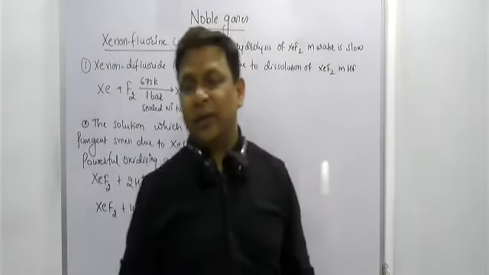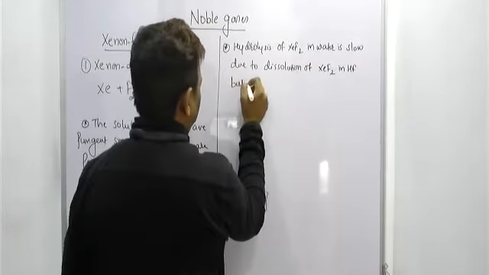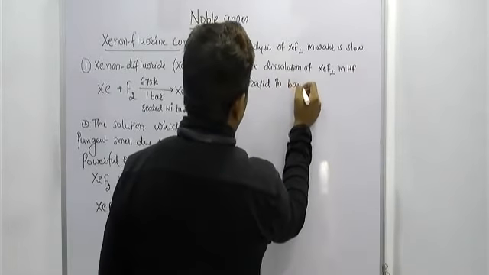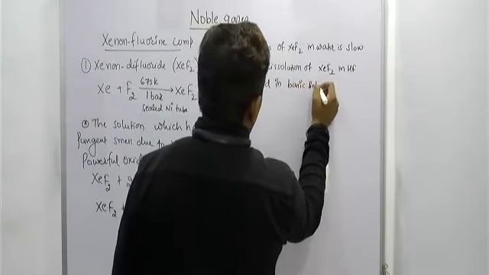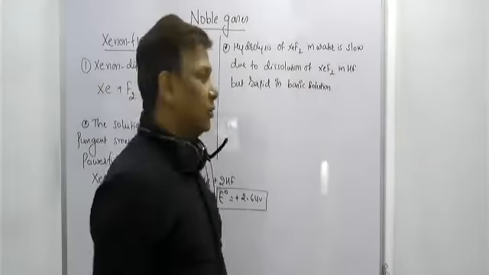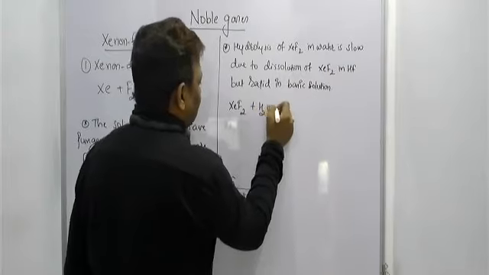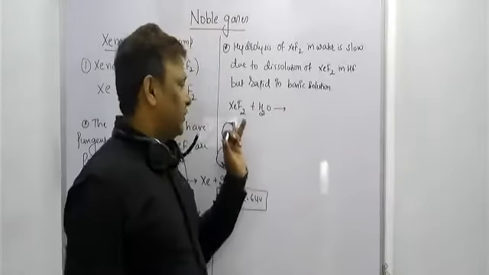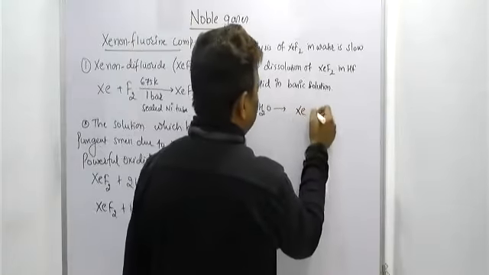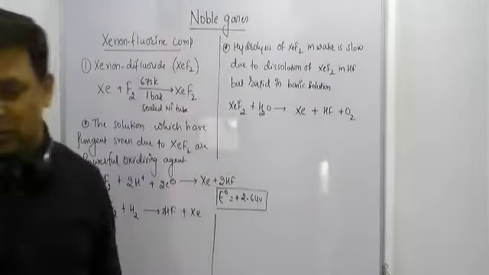Dissolution of XeF2 in HF form, but rapid in basic solution. Example, I'll show you. XeF2 has a vacant orbital on the central atom, a tendency to undergo hydrolysis, and it forms Xe plus HF plus oxygen. See beta, note down.